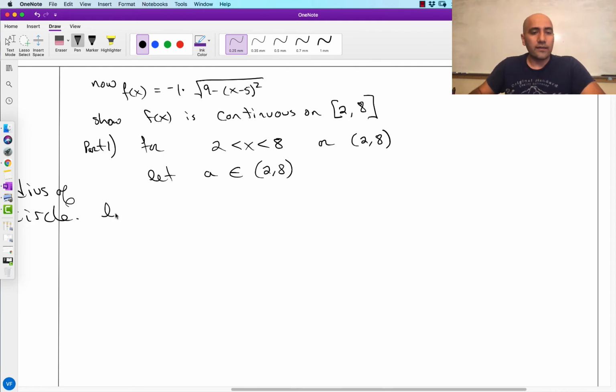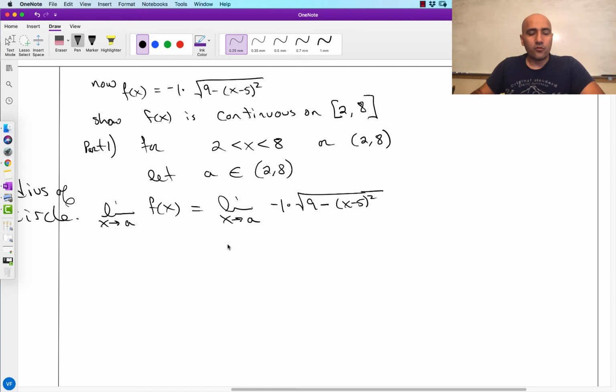We want to show that the limit as x approaches a, and it's one of those numbers, of this function f of x, equals f of a. That's what we want to show. Okay, so this is equal to the limit as x approaches a, unrestricted from either side, of negative 1 times the square root of 9 minus (x minus 5) squared.